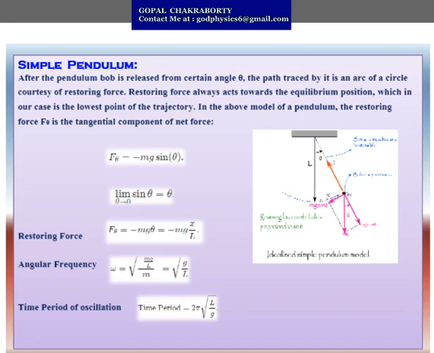So we get omega equals under root k by m, where k is mg by L. The m will be cancelled out and you will get the angular frequency omega equals under root g by L. Since omega equals 2 pi by T, your time period T will be equal to 2 pi root over L by g.